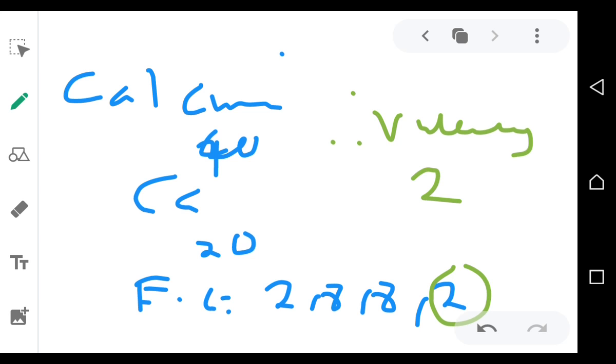It's 2. But imagine this number here, if it was 5 instead of 2. That means you have to subtract from 8. I hope you have understood now.